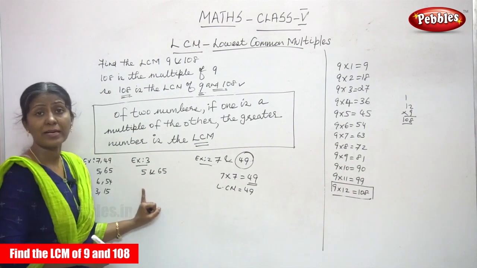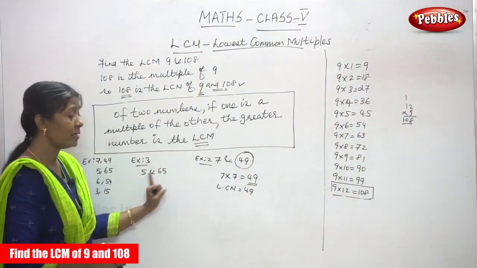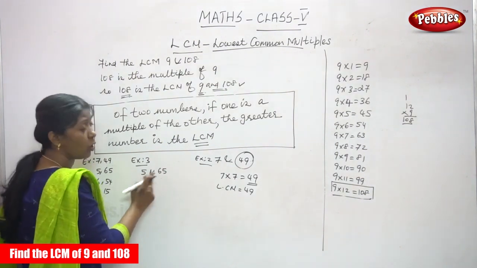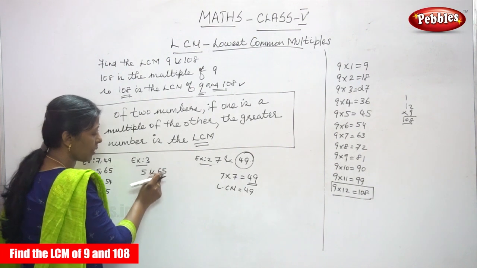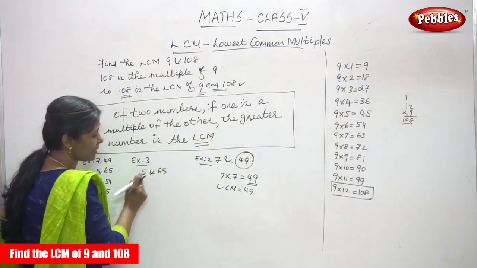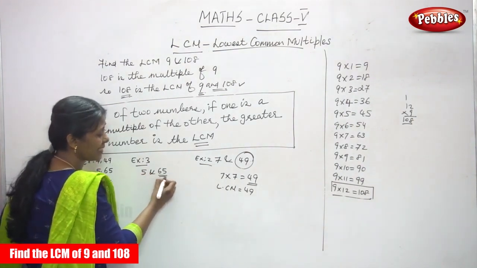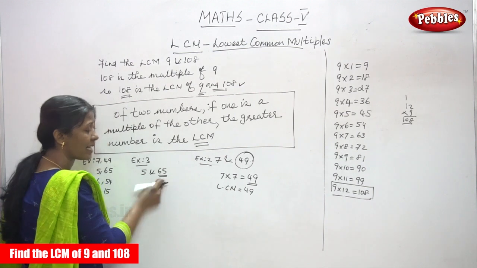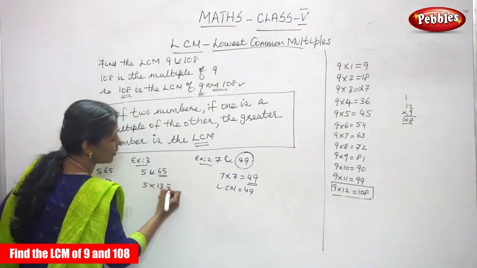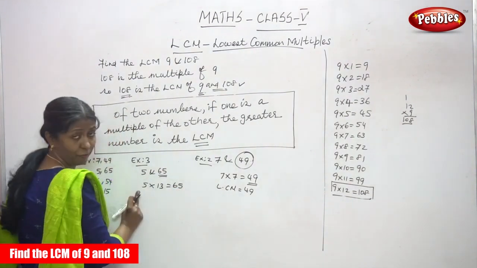5 is one number and 65 is another number. So 65 is a multiple of 5. So this is one number and this is another number. 65 is a multiple of 5, so we will consider the greater number as the LCM. 5 into 13, you can get 65. So 65 is a multiple of 5.